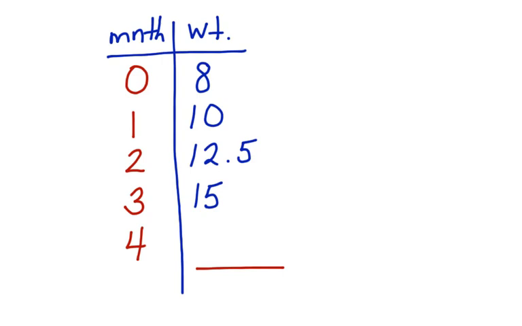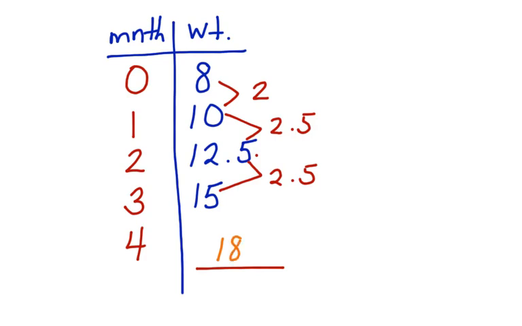Well, looking at these numbers, you can see that there's a kind of pattern, or it's close to a pattern, between here and here, which was 2, between here and here, which was 2.5, and here would be another 2.5. So we can estimate a range of what the baby would weigh based on this pattern. We could say if it keeps increasing, he will probably weigh somewhere around 18 pounds.